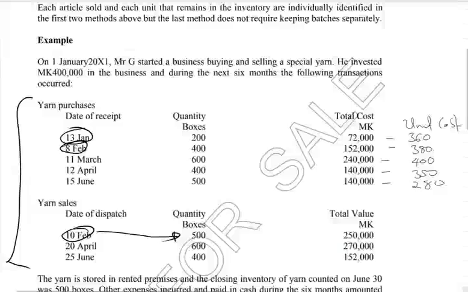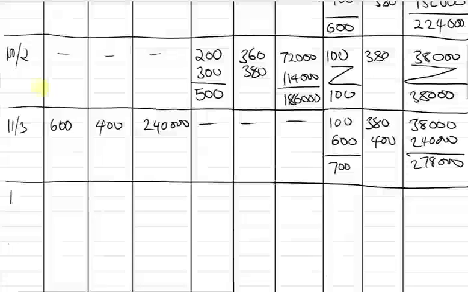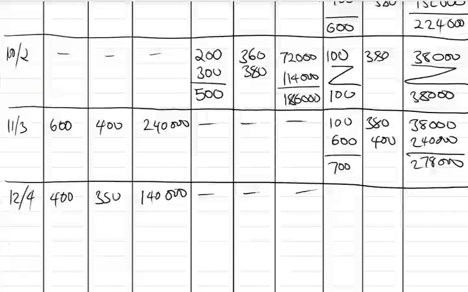So let's continue and go to the next date. The next date will be on the 12th of April. They bought another consignment of 400 boxes at 140. So we're saying on the 12th of April, 400 boxes at 140,000. If we divide, we find 350. So there's no issue on the same day.